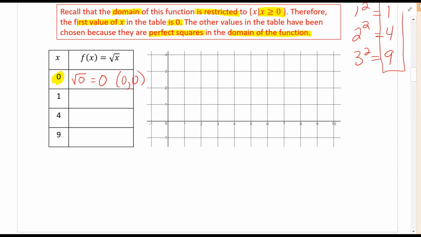And then let's do 1 now. So if I plug in the square root of 1, that's going to be what? 1. So my coordinate is 1, 1. For 4, if I plug in the square root of 4, that's going to give us 2. So my coordinate is 4, 2. And if I plug in 9, that's the square root of 9, which is 3. So my coordinate is 9, 3.